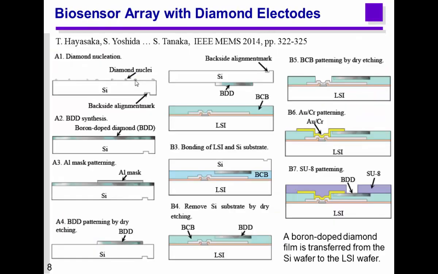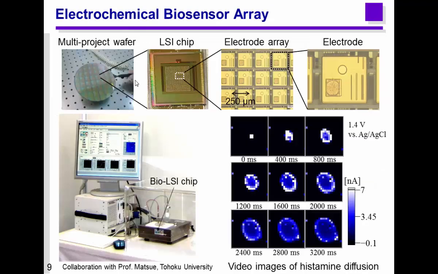The same fabrication method was used. The diamond was deposited on silicon wafer by plasma CVD. 800 degrees C was the deposition temperature. And this was patterned. And then the LSI is again fabricated in a CMOS foundry. They were bonded together using the BCB. BCB is a polymer. And then silicon was removed. Finally, the diamond electrode and CMOS were connected by gold chrome metallization. And then the device was fabricated.